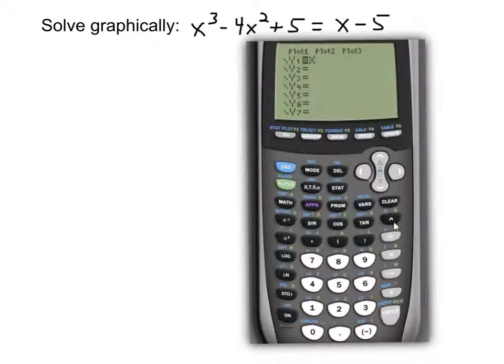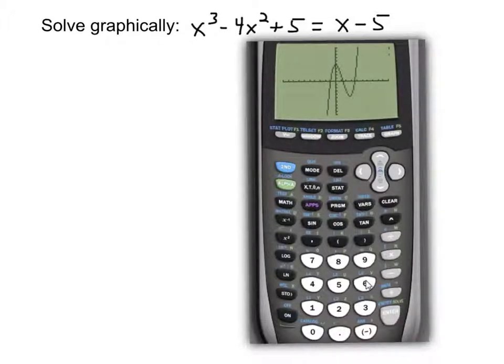So first of all, you have to enter in one side of the equation into y1, and then the other side of the equation into y2. So as you can see, I'm putting in x cubed minus 4x squared plus 5 into y1. And then the other side of the equation is x minus 5, and then I'm entering that into y2. And then we'll need to graph those together. I'm just going to do a zoom 6, which is a standard zoom.